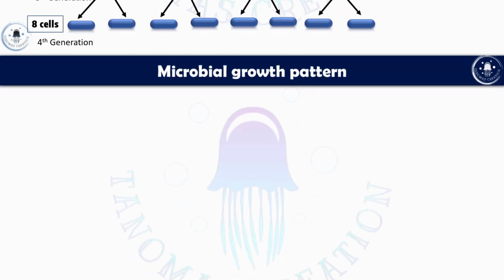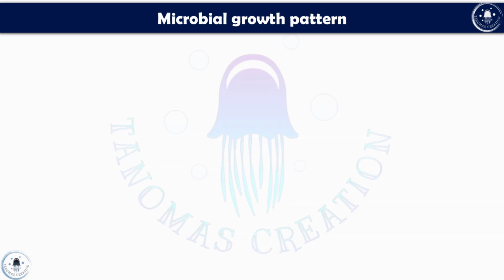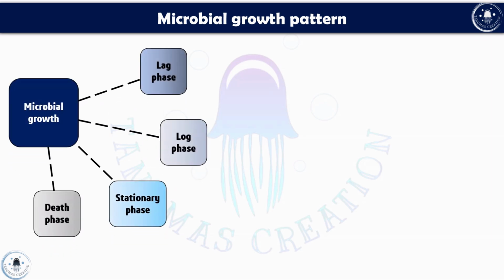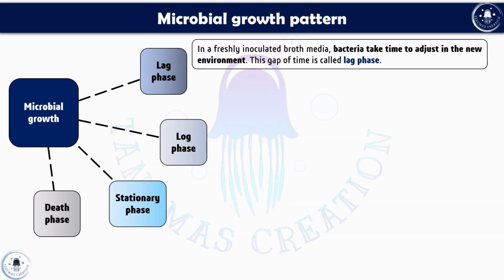Okay, now what are the microbial growth patterns that we know? So there are 4 phases or 4 patterns of microbial growth. First is lag phase, then log phase, then stationary phase, and then death phase. Now what is lag phase? In a freshly inoculated broth media, bacteria take time to adjust in the new environment. Okay, this gap of time is called the lag phase.